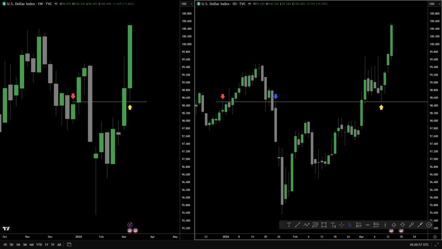This sequence is common in many markets. First, price targets a higher time frame imbalance. Second, liquidity below the market is swept. And finally, price rapidly moves in the opposite direction.